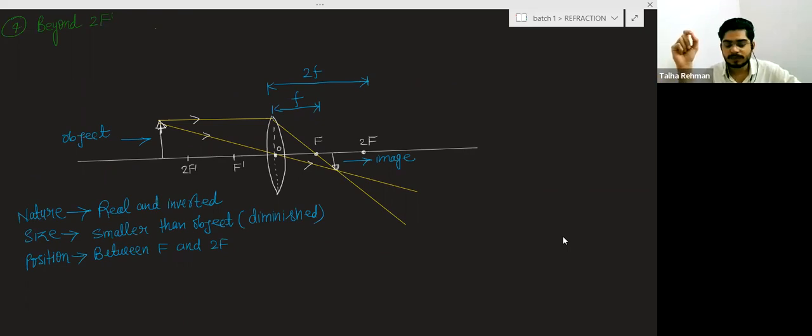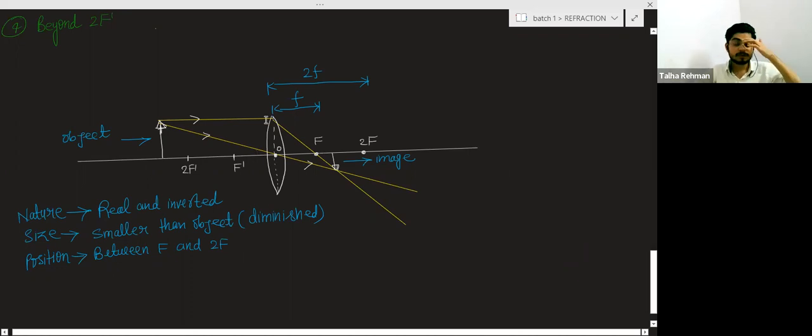Always remember, in case of lens or mirror, focus and infinity are interrelated. When the object is at focus, the image will be at infinity. When the object is at infinity, the image will be at focus. Okay, so just copy this, all of you. Yes, sir. Copy this, please.